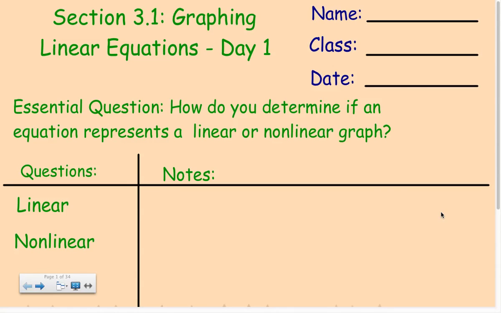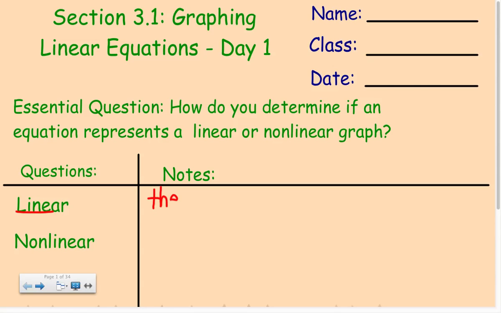Essential question: how do you determine if an equation represents a linear or nonlinear graph? So first thing we have to do is define what the word linear means. Linear, if you look at part of the word, is line.